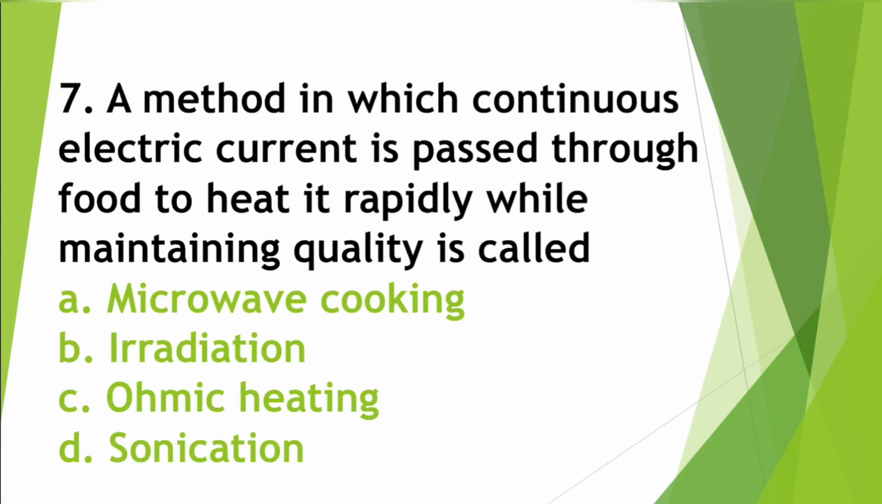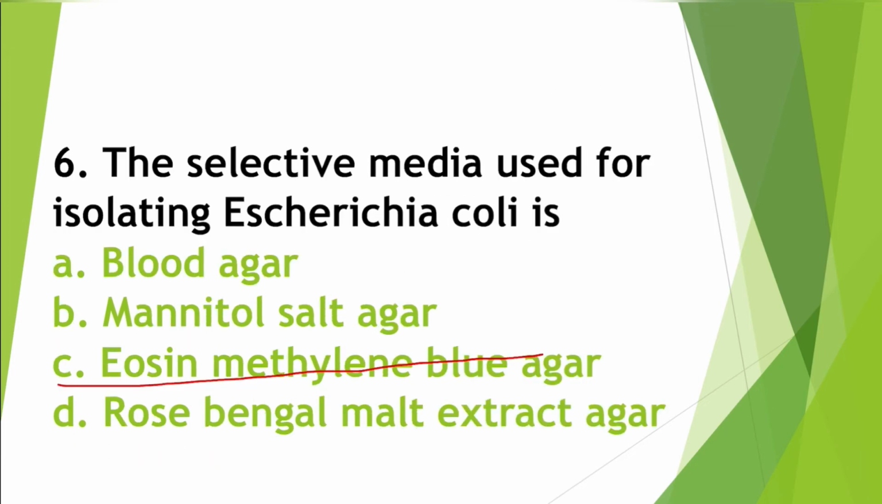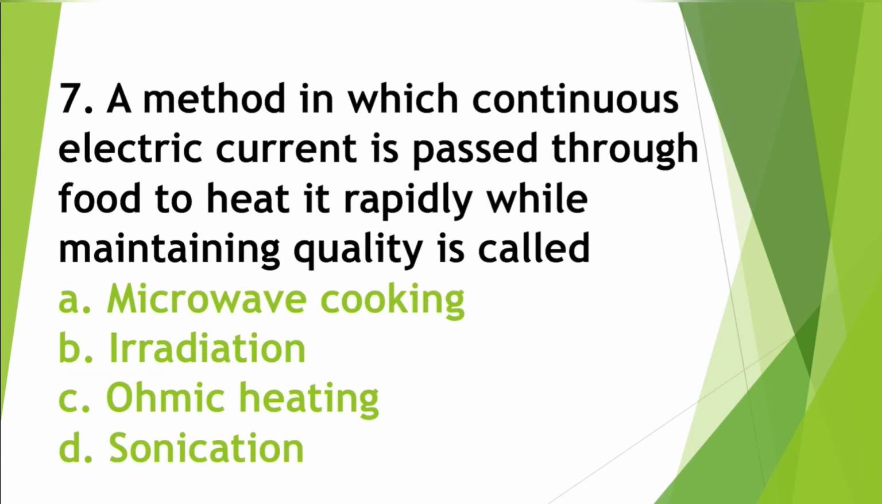Next. A method in which continuous electric current is passed through food to heat it rapidly while maintaining quality is called as: the options are microwave cooking, irradiation, ohmic heating or sonication. The method in which continuous electric current is passed through food to heat it rapidly without deteriorating its quality is known as ohmic heating.